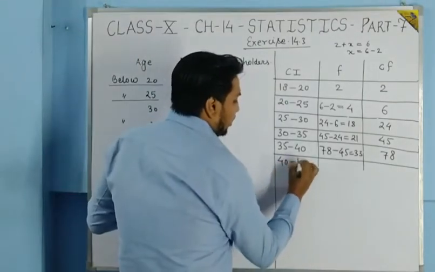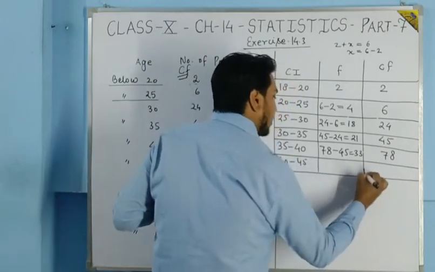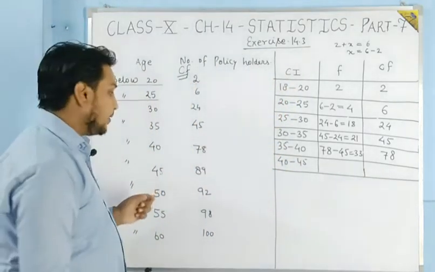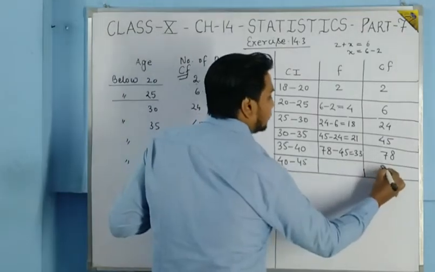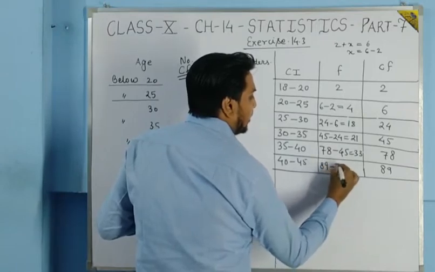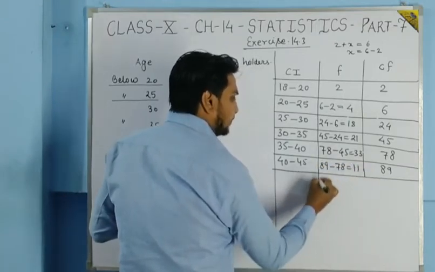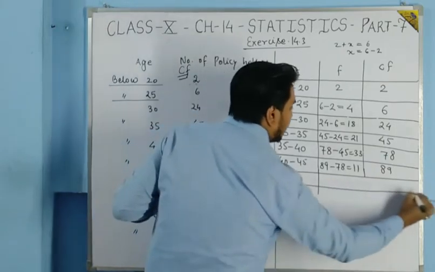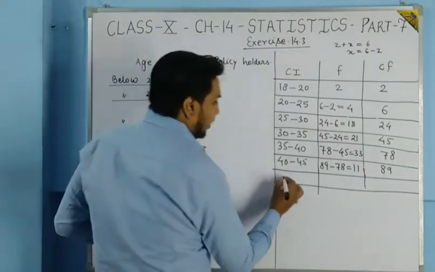Then 40 to 45. How will we find 40 to 45? You can see, students, that here for 40 to 45 it is given 89. And how will we get the value of frequency? 89 minus 78, it will be 11. Okay, and then we have to find 45 to 50.